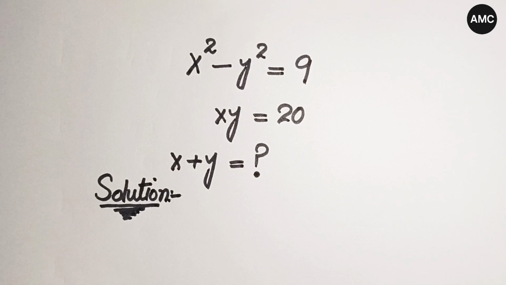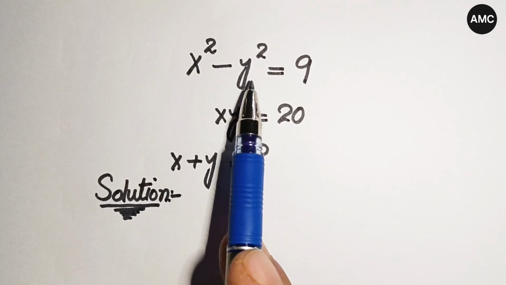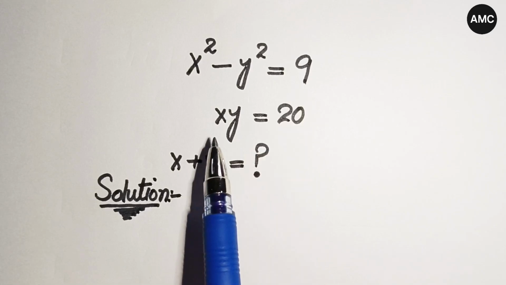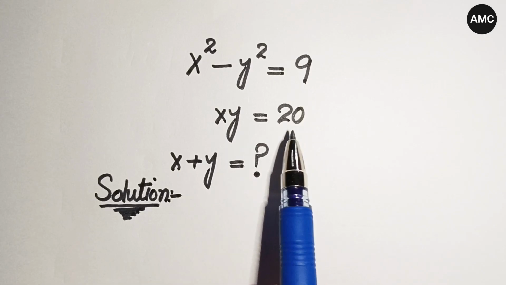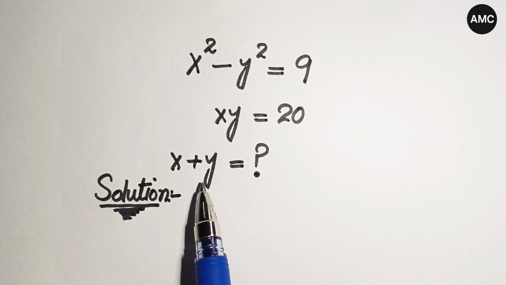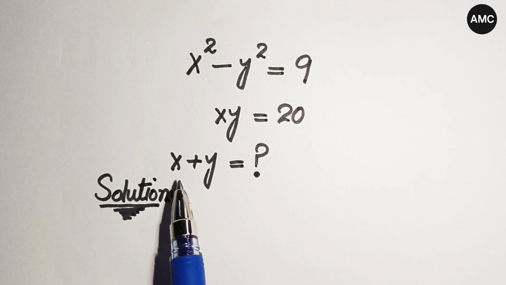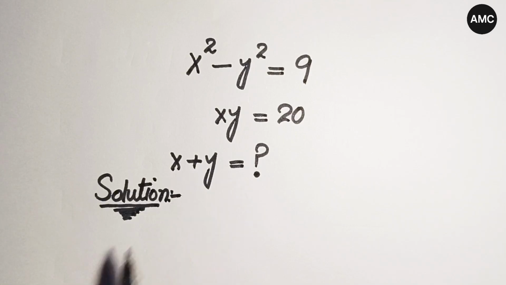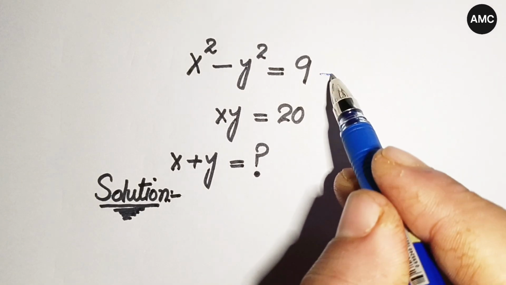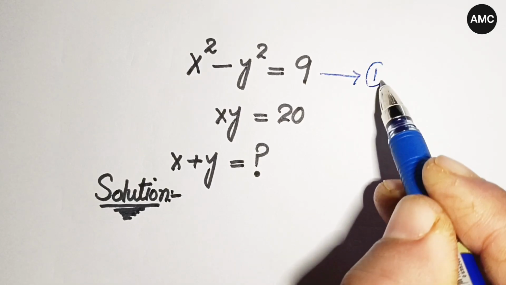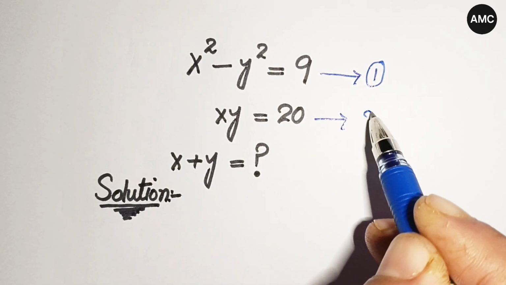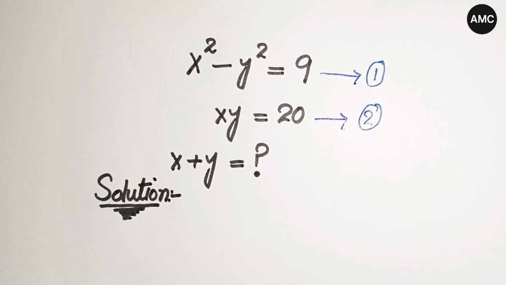Today we are going to solve a nice mathematics problem: x squared minus y squared is equal to 9 and x times y is equal to 20. We have two equations, so our job is to find the value of x plus y. We have to find all possible values of x plus y. First of all, let's call this equation number 1 and this equation number 2.